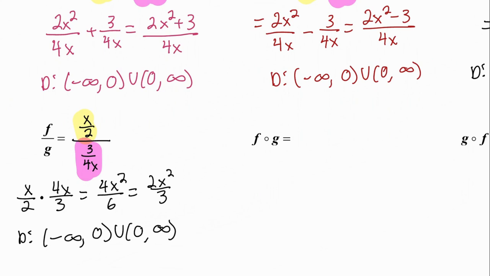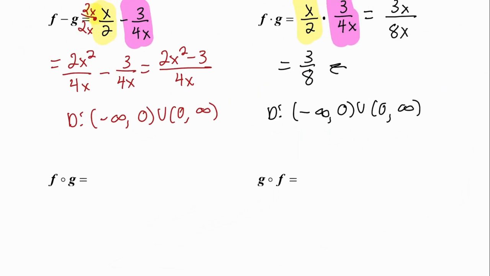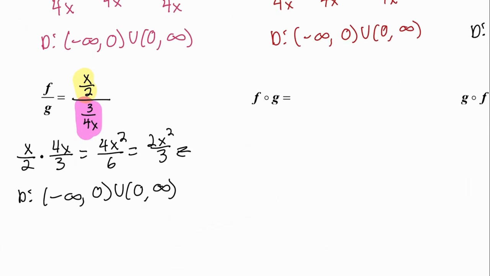So even if, like in this problem or in the previous problem, we didn't have an x in our denominator anymore, even if that happens because those original functions did, we have to still include that as part of our domain. Okay, so next we're going to do f of g of x.